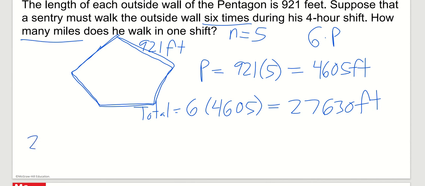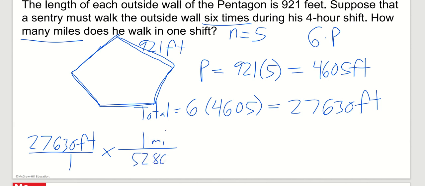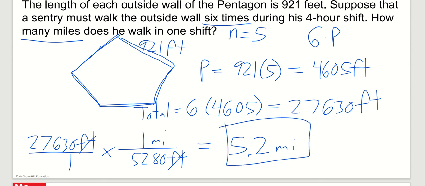So we have one of our US to US conversions. I'm not requiring you to memorize this. There'll be a sheet with this if you need it. But remember that 1 mile is 5,280 feet. So you set up your bridge. The feet cancel. We end up taking the 27,630, dividing it by our 5,280, and we get, to the nearest tenth, let's call it 5.2 miles. So that sentry, if they walk around that outside 6 times, will have covered a distance of 5.2 miles.